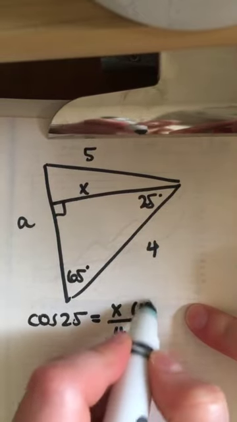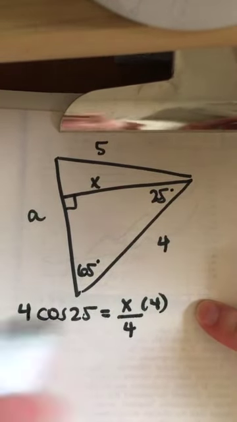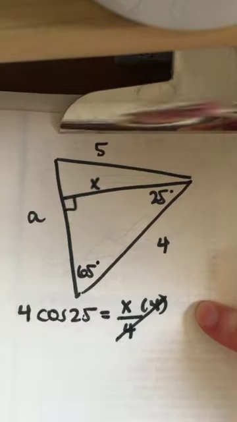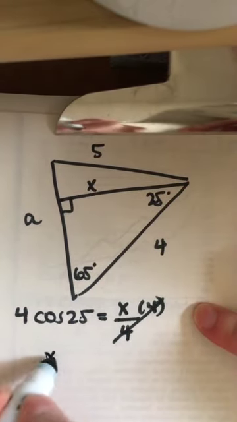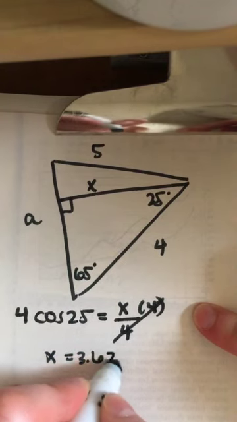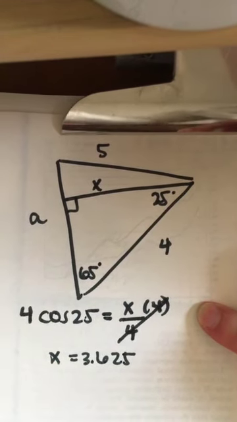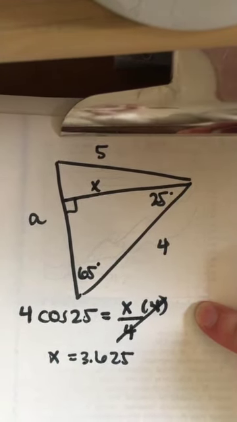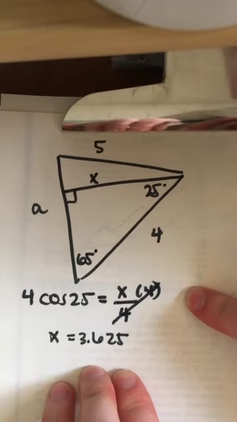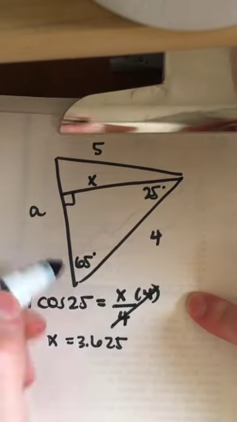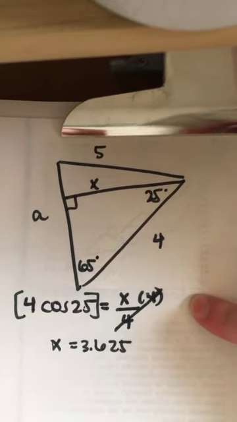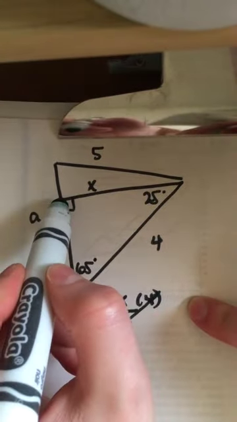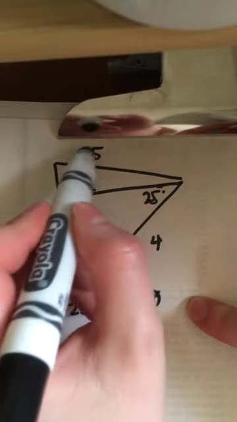I'm going to undo this division, so multiply by 4 on both sides. Plug this whole thing into my calculator, 4 cosine of 25. So x is going to be 3.625. I'm leaving it as this. I'm going to use the exact value in my calculator, so when I need it, I'll actually be using this whole expression. So now I know this side length, and I know this side length.